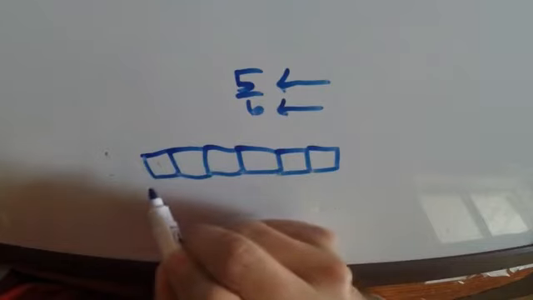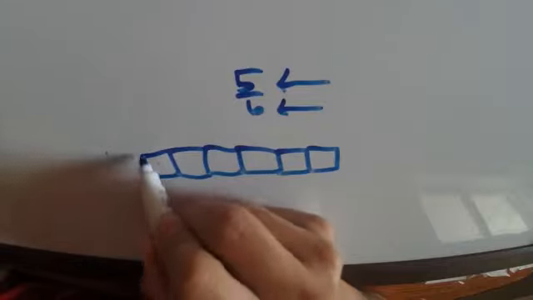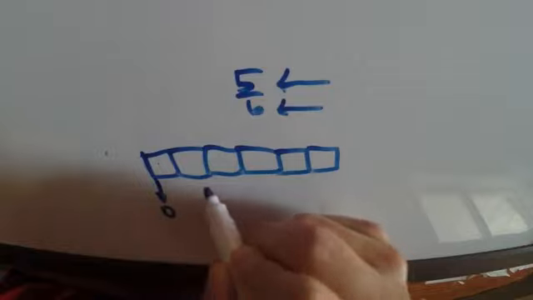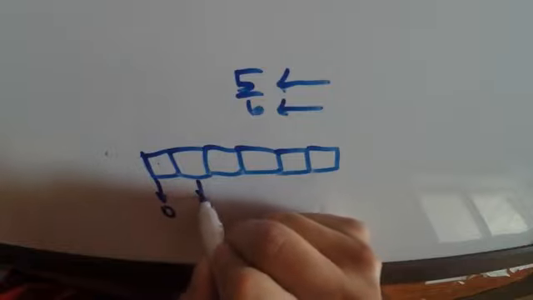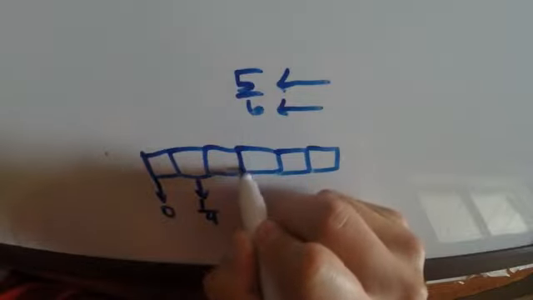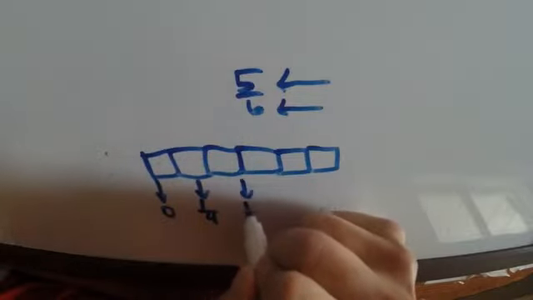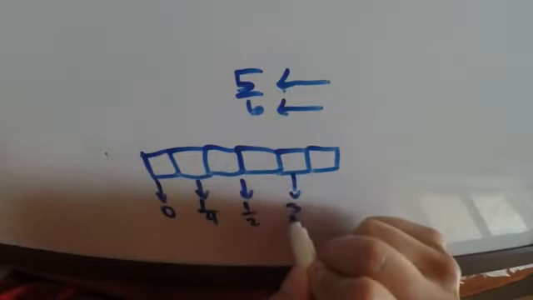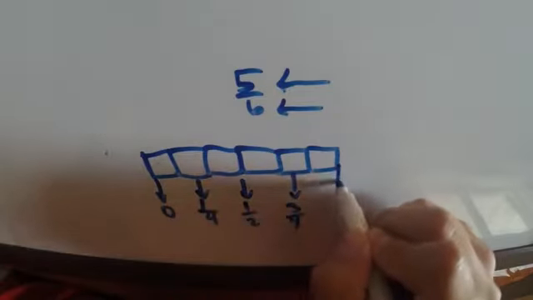Okay, so we're trying to estimate to a number we can easily understand. This line here would be 0. This is just an estimation. This line right here would be 1/4, this line would be 1/2, and this one would be 3/4, and the sixth piece would be the total of 1. So we're trying to get to one of these numbers.